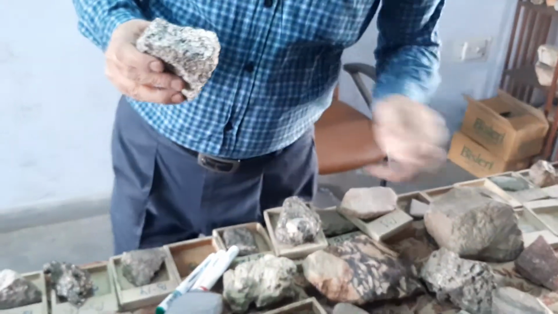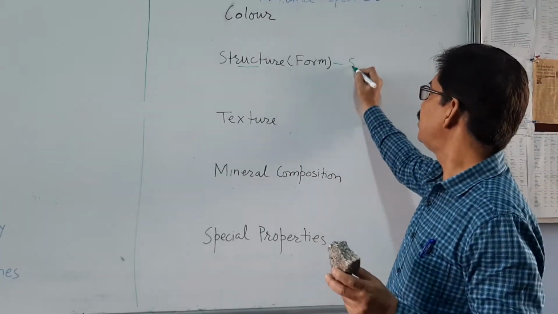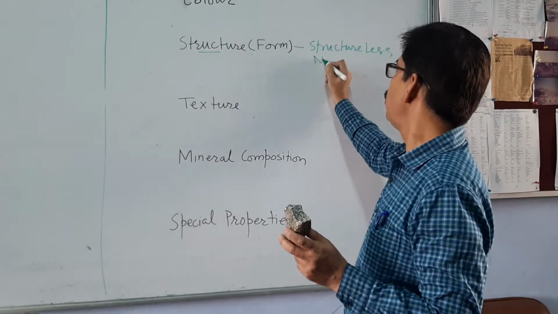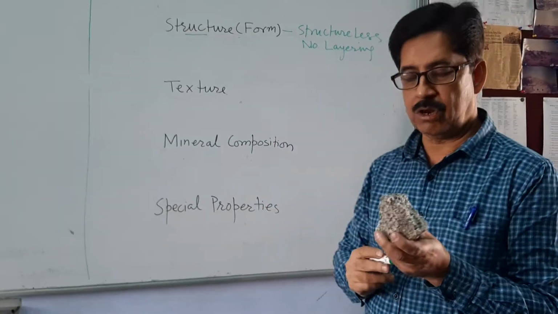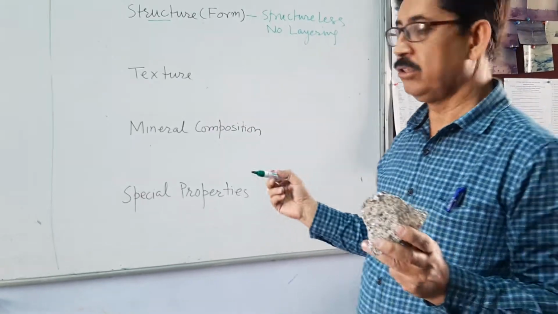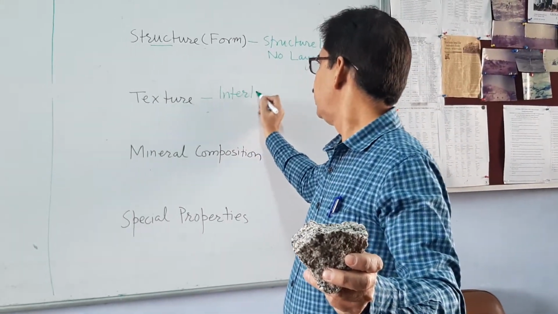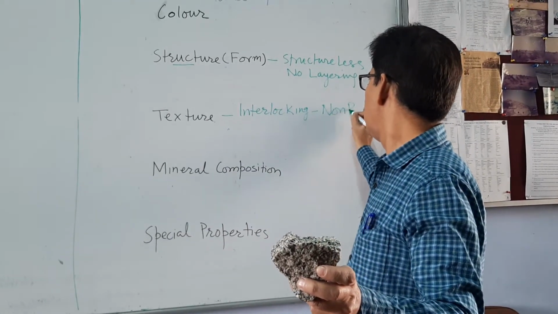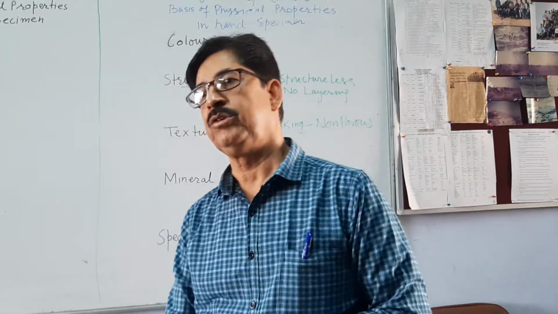So you can write its color, and then the next property which we have to see is structure, because this is structureless. There is no layering. So I will doubt it to be igneous rock. Its texture is interlocking and it is non-porous.